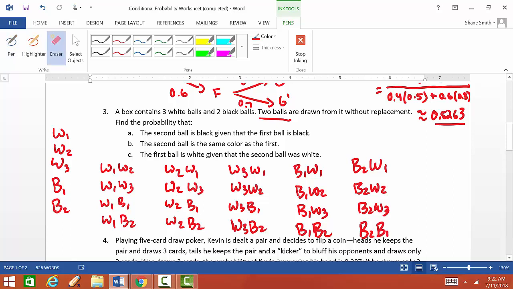All right, so now 3A. Find the probability that the second ball is black given the first ball is black. So first, denominator, always divide by what you're given. How many possibilities have the first ball black? That's all 8 over here. Of those 8, how many have the second ball as black? 2. The answer is 1/4.